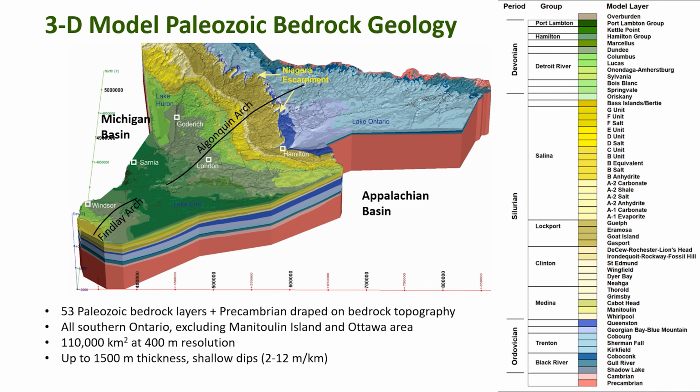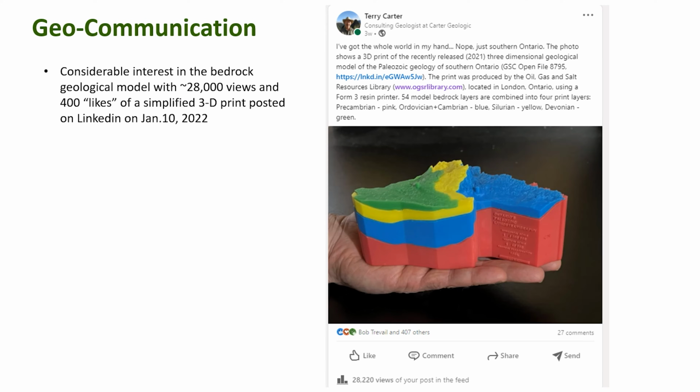This is a regional view of the new 3D Paleozoic bedrock geological model showing the bedrock formations coded in different colors and the legend for these formations down the side. There's 53 Paleozoic bedrock layers represented here, plus the Precambrian was stripped off the superficial geology. There was considerable interest in a post on LinkedIn in early January, which attracted 28,000 views and over 400 likes. In the post, we show a simplified 3D print of the model with 4 layers coded by geological age.